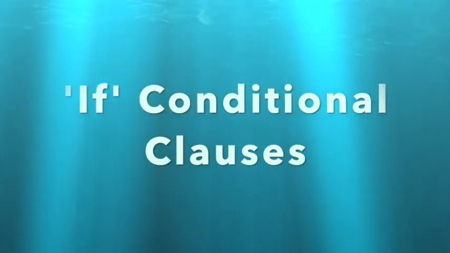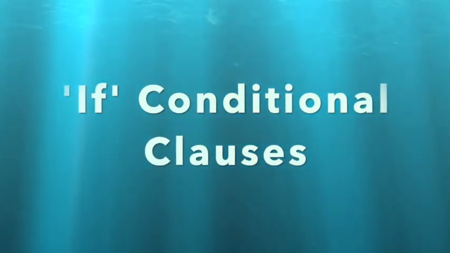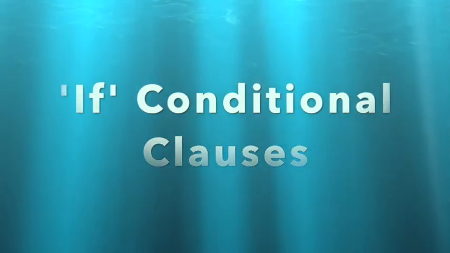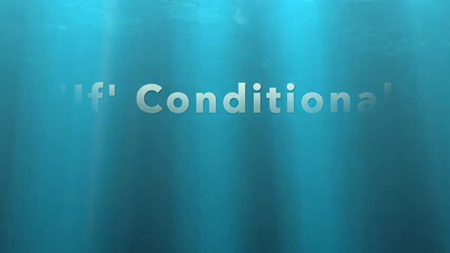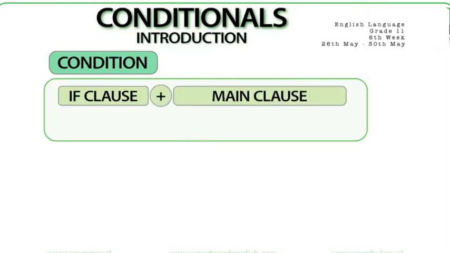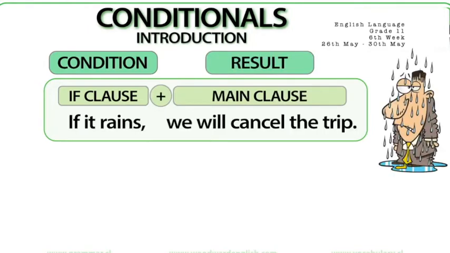Conditionals, if clauses, introduction. Conditional sentences consist of two parts. The if clause. The word if introduces a condition. This is something that may or may not happen, depending on the circumstances. We don't know exactly if it is going to rain, so we say, if it rains.